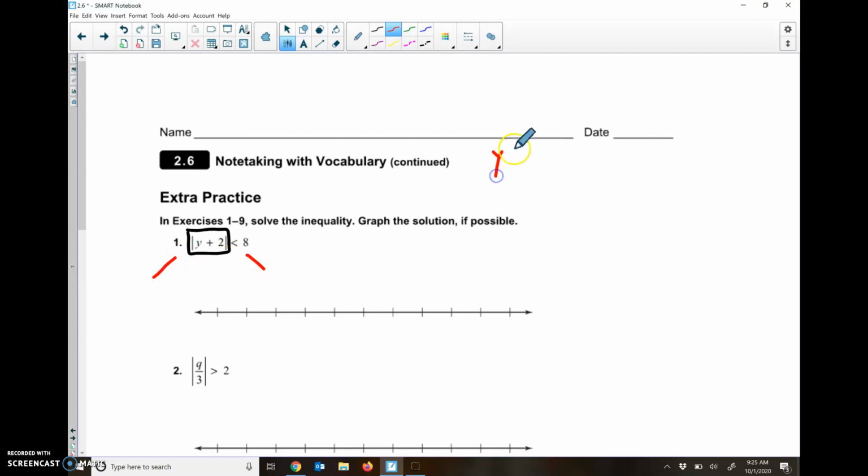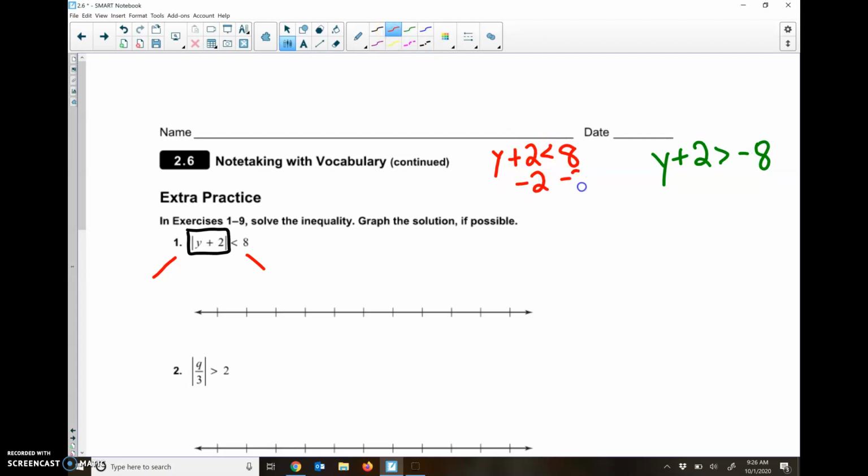For the first one, nothing's going to change: y plus 2 is less than 8. And then for the second one, we're going to change two things. I'm going to flip my sign from a less than sign to a greater than sign. I'm going to change my positive 8 to a negative 8. Otherwise, the steps are still the same.